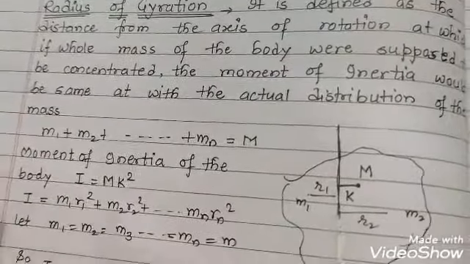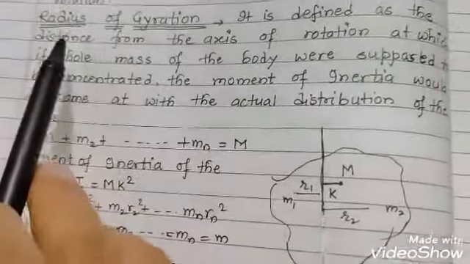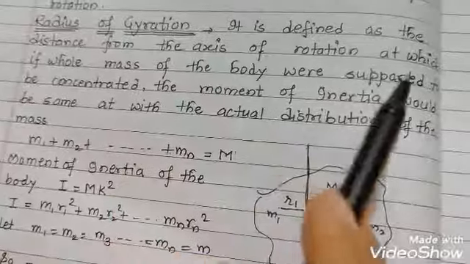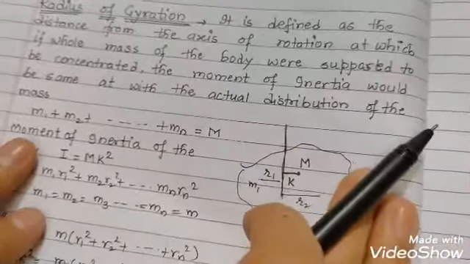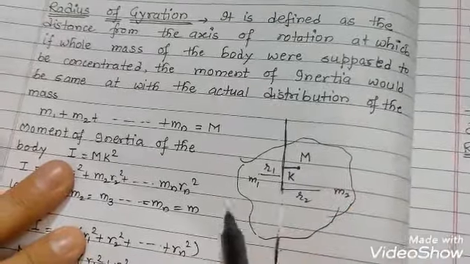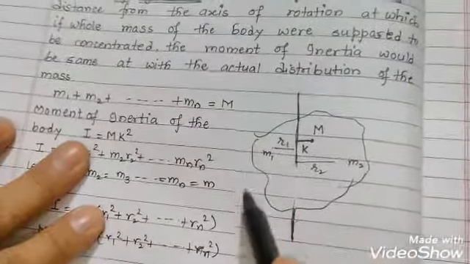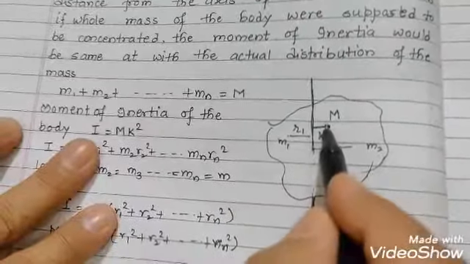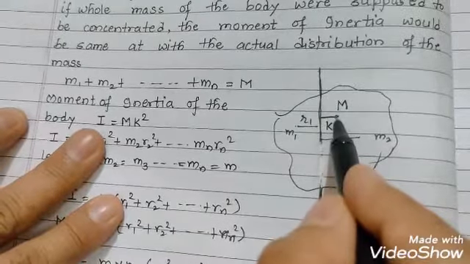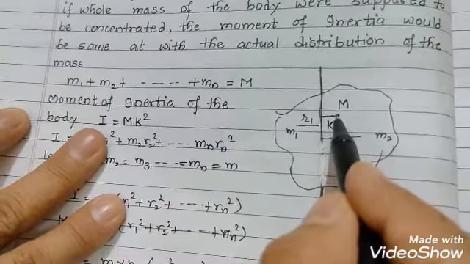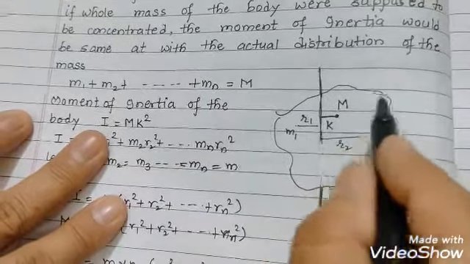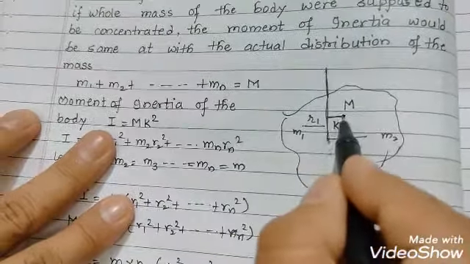Okay, this is the definition. According to the definition, it is defined as the distance from the axis of rotation at which the whole mass of the body is supposed to be concentrated. For example, you can see here, this is a rigid body, and suppose this point we will consider as the center of mass. Center of mass means simply that at this point the whole mass of the body is supposed to be concentrated.